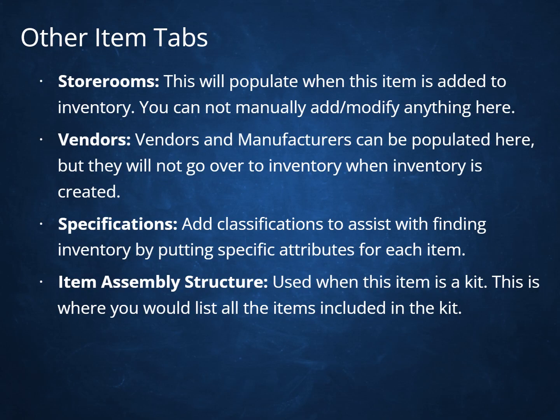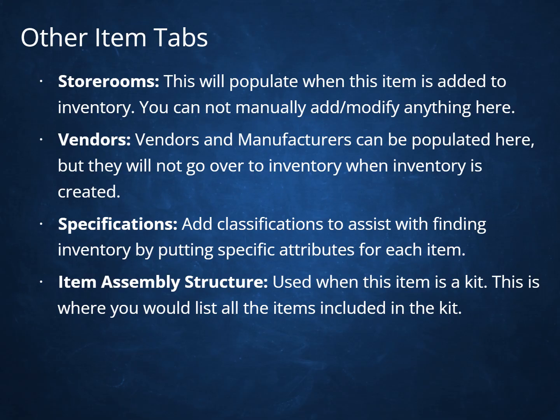Other item tabs. Storerooms. This will populate when this item is added to inventory. You cannot manually add or modify anything here. Vendors. Vendors and manufacturers can be populated here, but they will not go over to inventory when inventory is created.